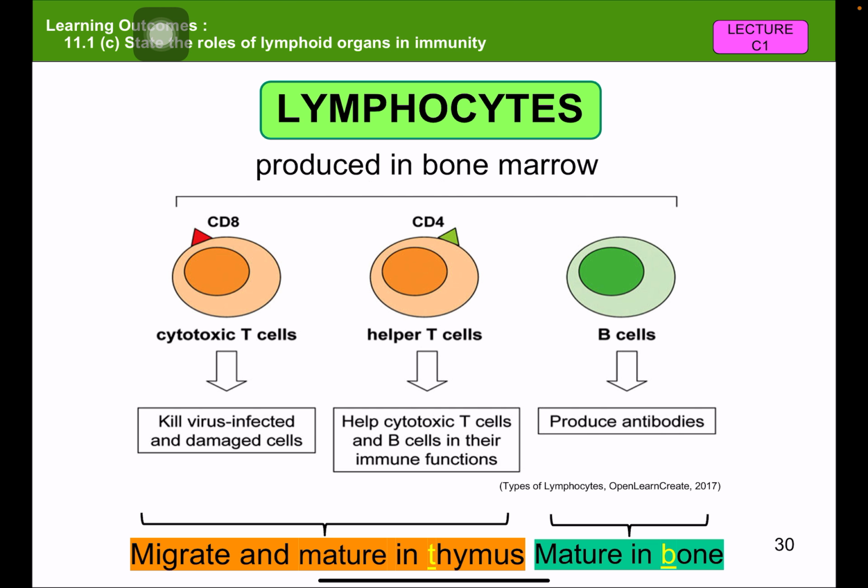So why do we call them T cells and B cells? Because the T cells migrate and mature in the thymus. All of them are produced in the bone marrow, but where do they mature? The cytotoxic T cells and helper T cells migrate and mature in the thymus, whereas the B cells mature in the bone. So that's why we call them B cells.